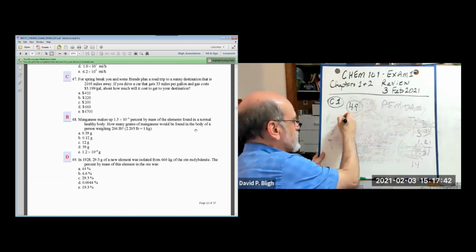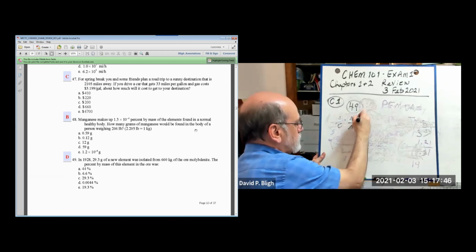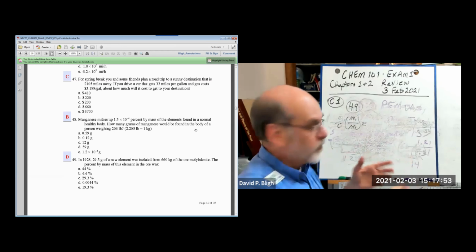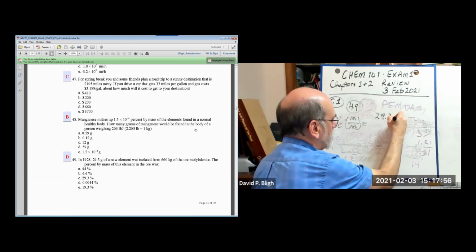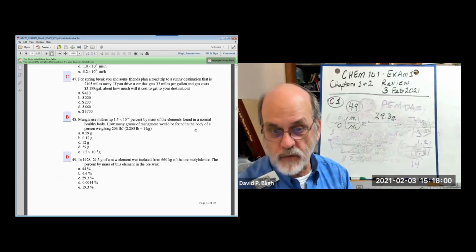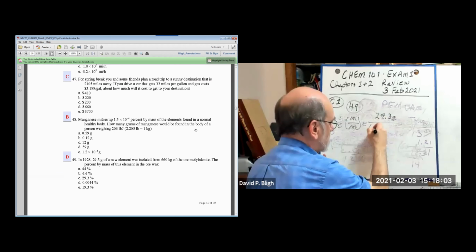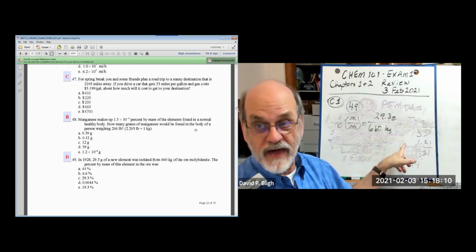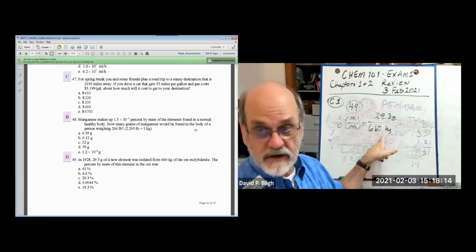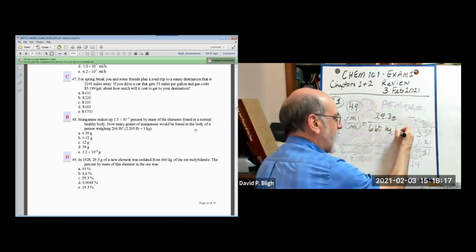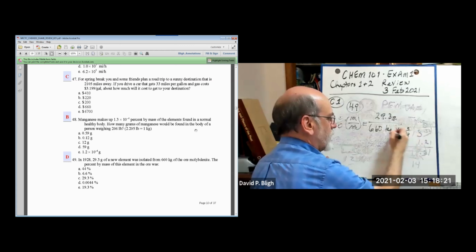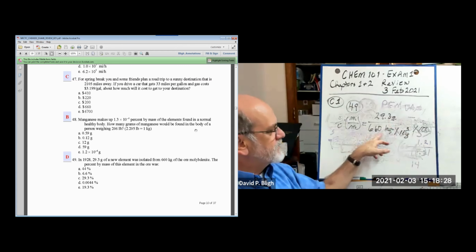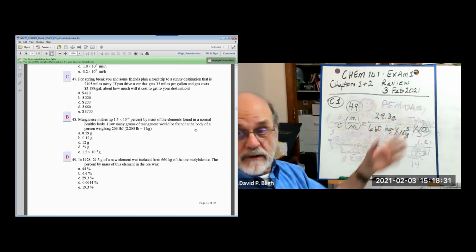So if we're going to say the percent by mass is equal to the new element, 29.3 grams, divided by the total mass, which is what? 660 kilograms? Those are two different measures, right? We can't do that, not for this calculation. How many grams is a kilogram? 1,000 times. So you need 1,000 more of these to make grams. Now you can do that. So 29.3 divided by 660 times 10 to the third, times 100, is your percent.